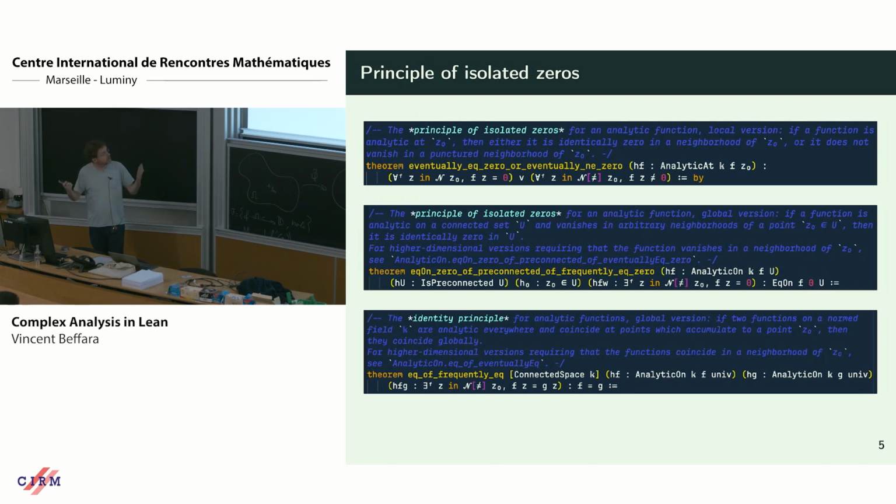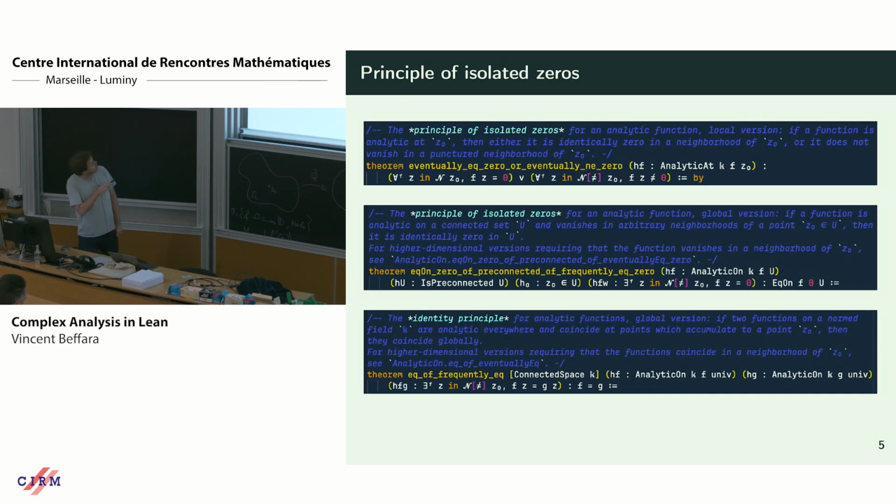Okay, again, this is a very standard math result, and the proof in Lean is the same as the proof on the blackboard. You look at the collection of points where the function is 0, and you say that it's both open and closed. It's open because of that. It's closed. Or it's not 0, sorry. And you use connectivity to show that either it's everywhere or it's discrete.